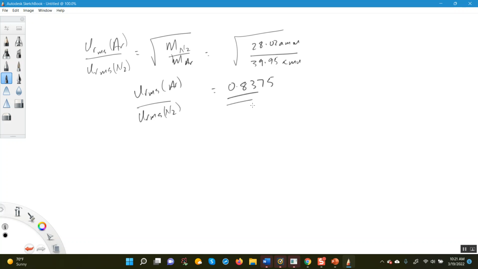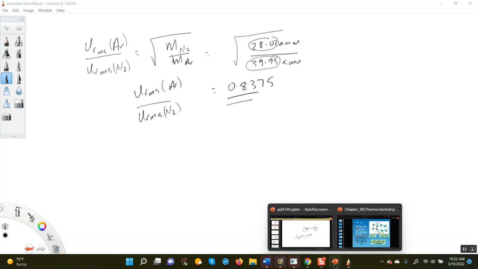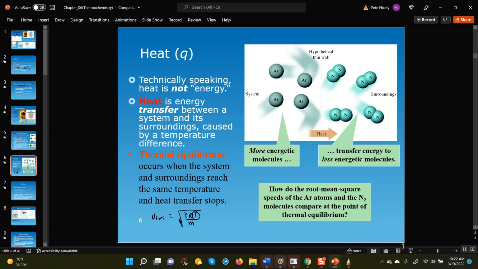And basically what that means is that argon molecules will travel on average at a slower speed compared to nitrogen, which makes sense because nitrogen is lighter, since its molecular mass is 28.02, whereas argon is heavier because its molecular mass is 39.95 AMU. So that answers the question being asked in the PowerPoint here, all right?